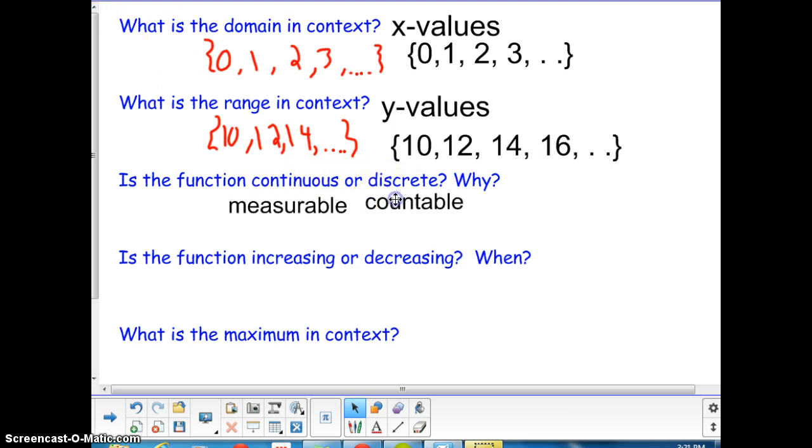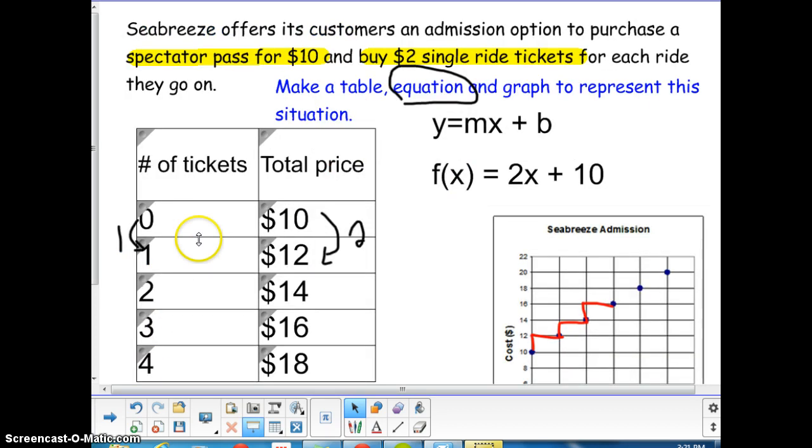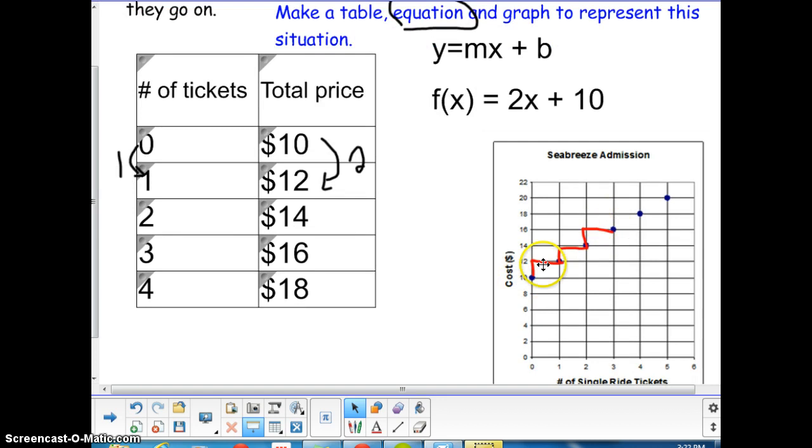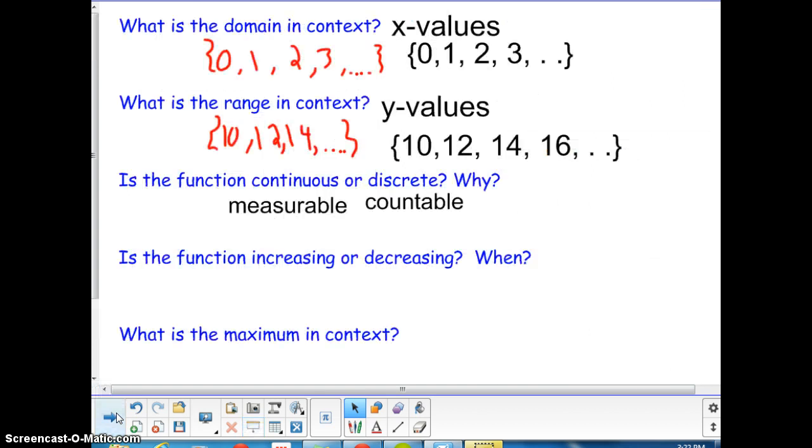All right, so are our variables measurable or countable? Let's think about this. If we're talking about the number of tickets, we're going to count 0, 1, 2, 3. We can't have part of a ticket. And the same thing with the price. Remember, when we graphed, we didn't connect them because the values in between don't make sense. So both variables are things that we count. So we're going to say that this is discrete.